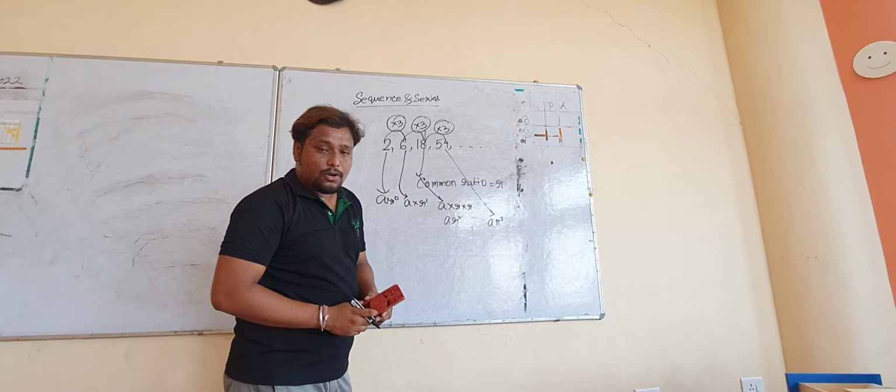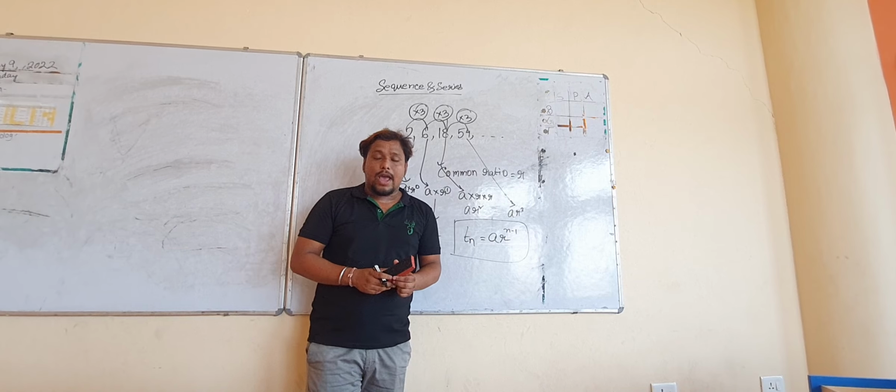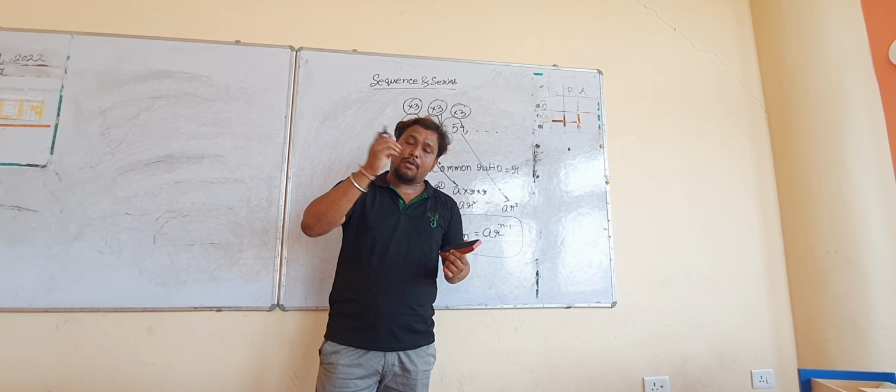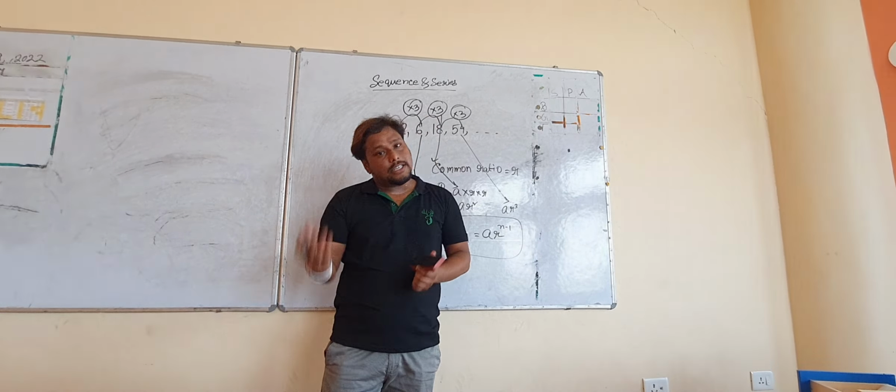This series is called a geometric series, where we are multiplying or dividing by a particular constant number to make a new term. Okay? Understood? Okay. Thank you.